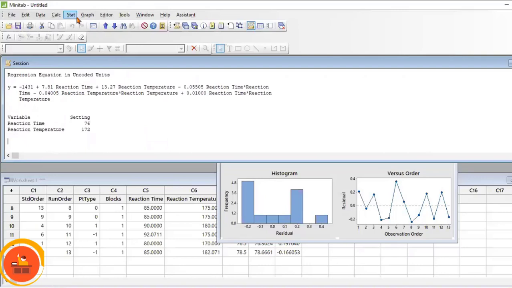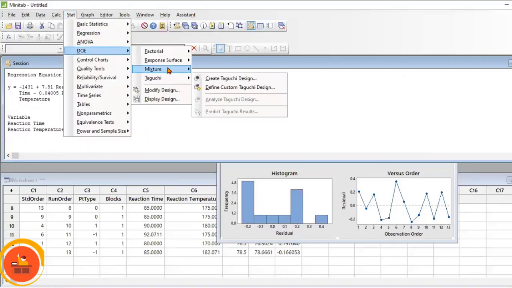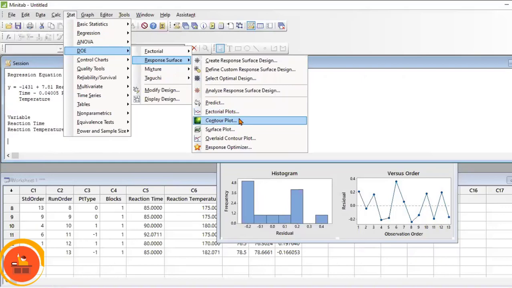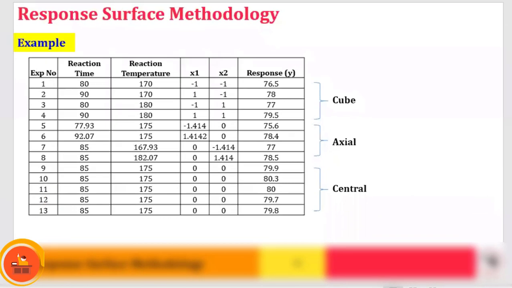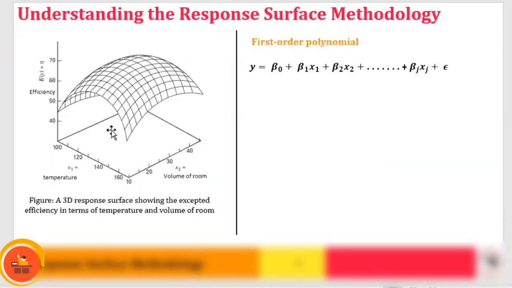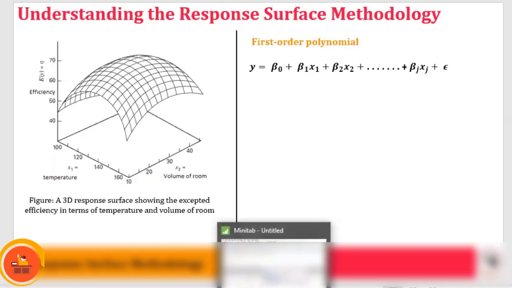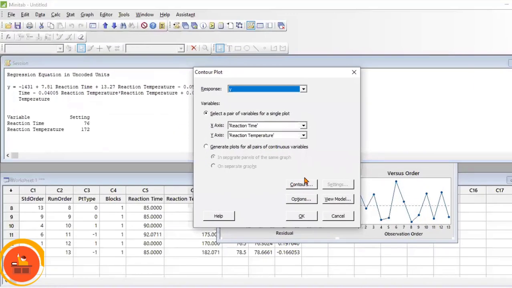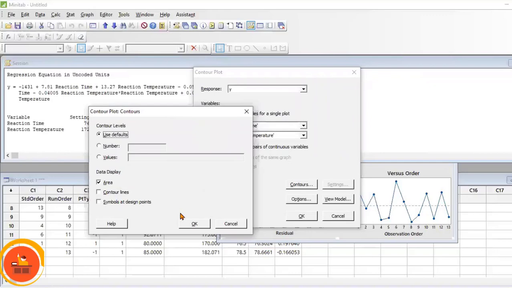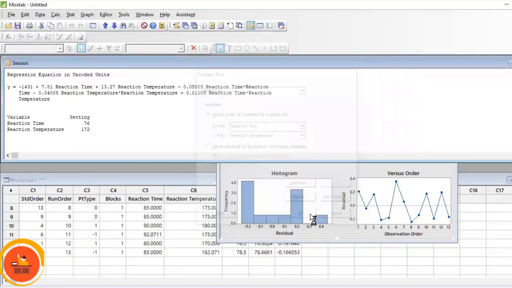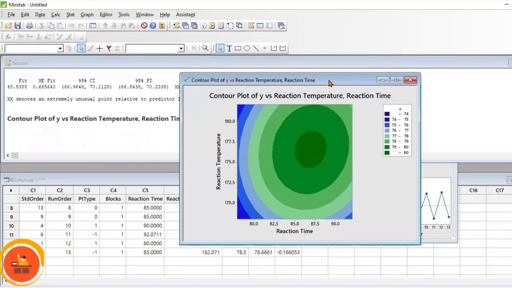Next step: Stat, DOE, Response Surface, Contour Plots, most important. I will show the contour plots here. In our starting explanation, I showed one plot. These are the contour plots, and they are very important in response surface methodology. On the x-axis, I will select the reaction time, on the y-axis the reaction temperature, and the response is y. For the contours, for now, I will select the default settings, then I will try to change it. So it will plot some data.